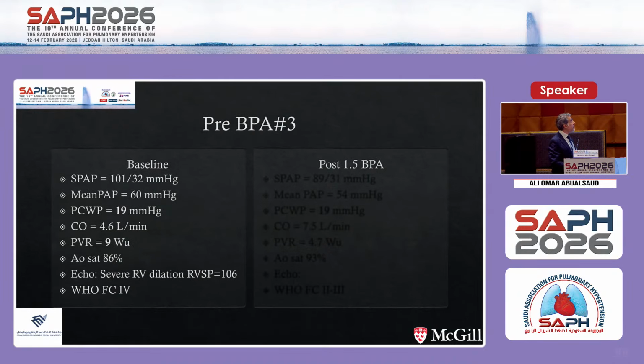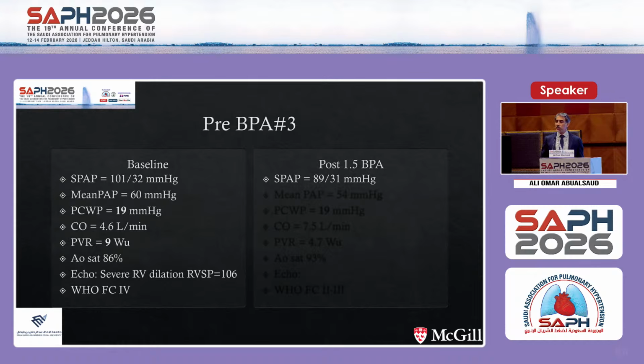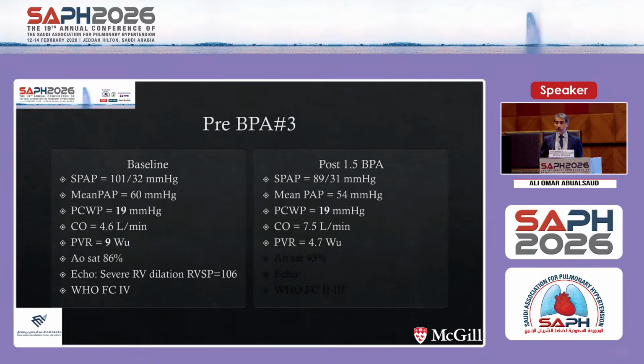She had very bad hemodynamics, pulmonary pressure of 100, mean of 60. Cardiac output low, PVR was 9, severe RV dilatation. I say 1.5 BPA because we had a technical failure as soon as I started the second one, so it was not complete. But when I brought her to the third one, a bit of improvement, but still, again, wedge pressure 19 and remained 19. Cardiac output improved dramatically. She felt much better, PVR dropped. O2 sat much, much better, didn't have an echo. And functional class improved. She was actually so happy she left the hospital off O2.